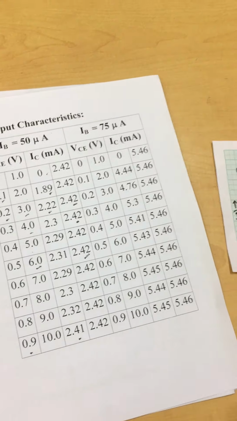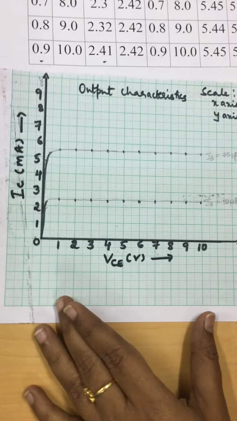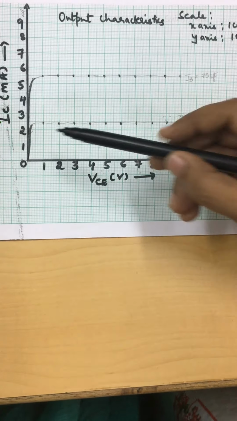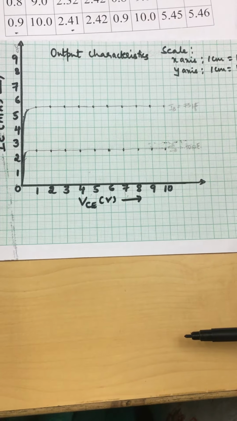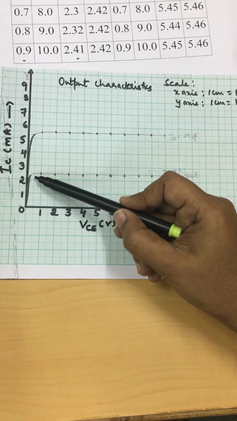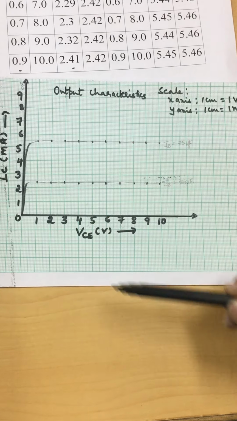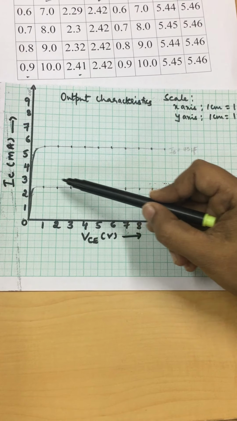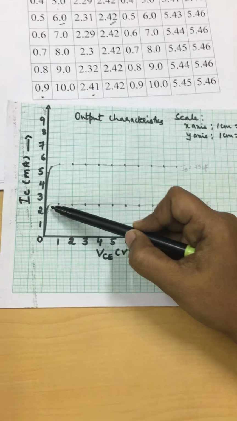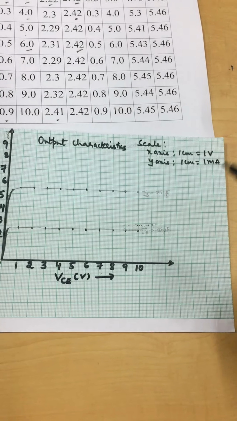So, from this tabular column, if I plot the graph for this, see VCE is plotted along the x-axis, IC is plotted along the y-axis. So initially as the voltage increases, current also increases, and after that it reaches saturation. You can observe initially it is increasing, after that it becomes saturation.